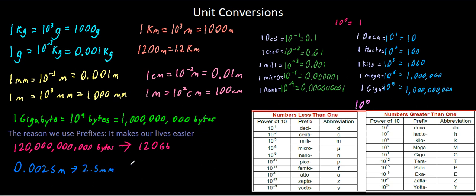Or what if we don't like millimeters? We can convert it to centimeters instead. So instead we move it 2 places to the right because 10 to the negative 2. And so we just say 0.25 centimeters. And that's sort of why we use prefixes.